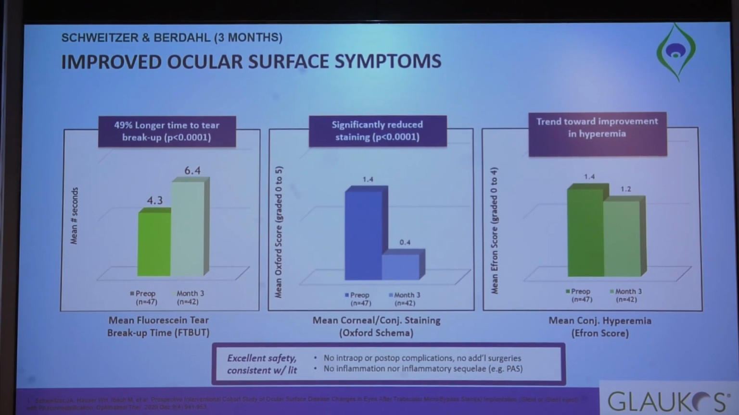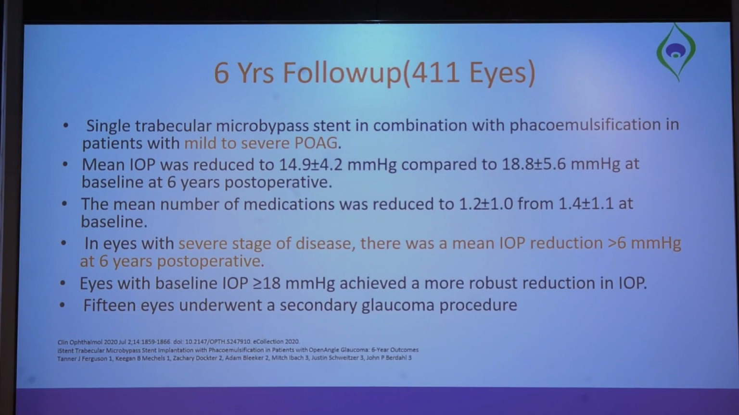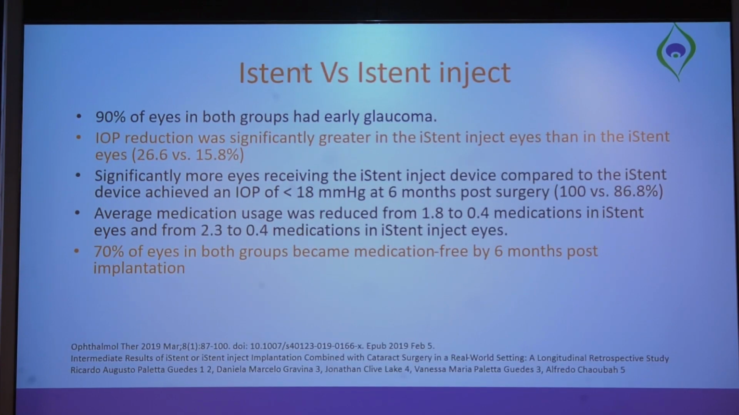compliance is affected. And this is another long study, and the interesting part of this study was it also studied severe open angle glaucomas, and you can see there was almost 6 millimeters of mercury drop over 6 years post-operative. So we know that every millimeter of mercury counts, and 6 millimeters in an advanced glaucoma shows that it is pretty effective.